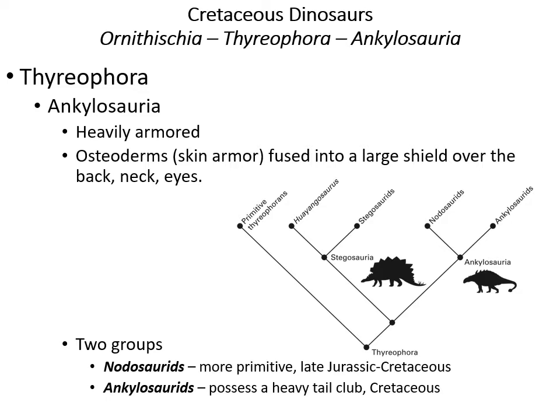So we have two groups of ankylosaurs. We have the nodosaurs, which are more primitive, and we're starting to see more of these in the late Jurassic going into the Cretaceous. And then the ankylosaurs with the big heavy clubs, like Ankylosaurus, are present in the Cretaceous. So we have Thyreophora, which could be stegosaurs or ankylosaurs. And of the ankylosaurs, we have two groups, the ankylosaurids and the nodosaurids.